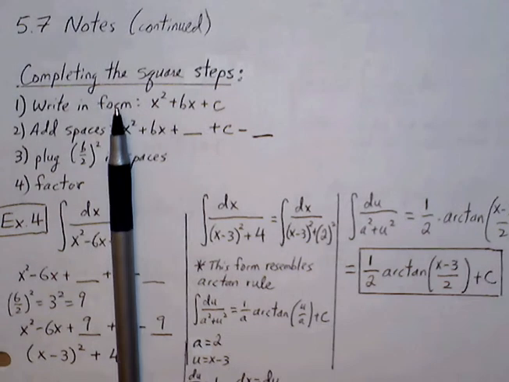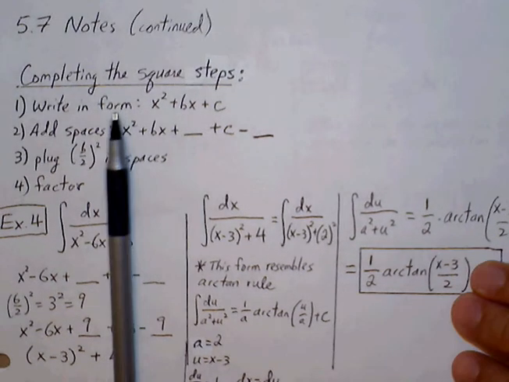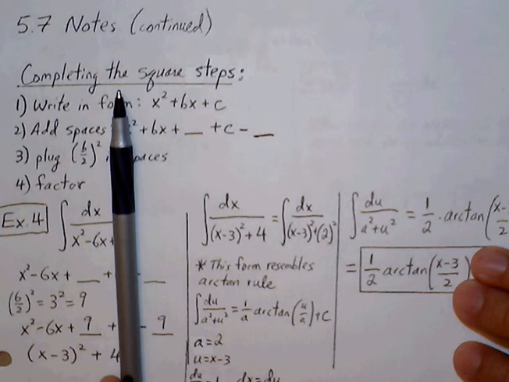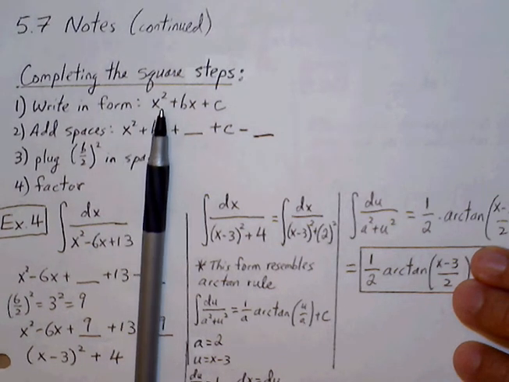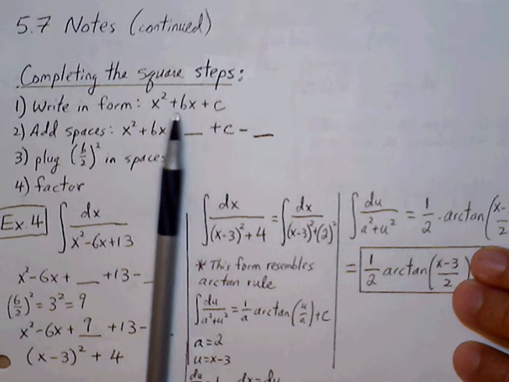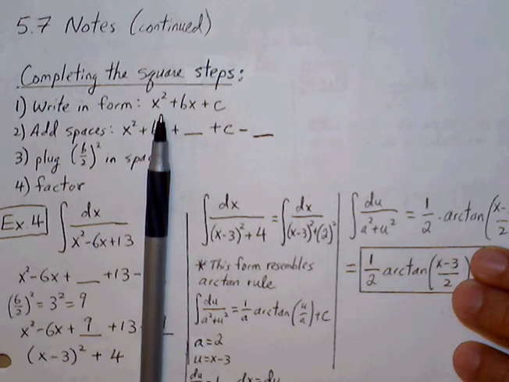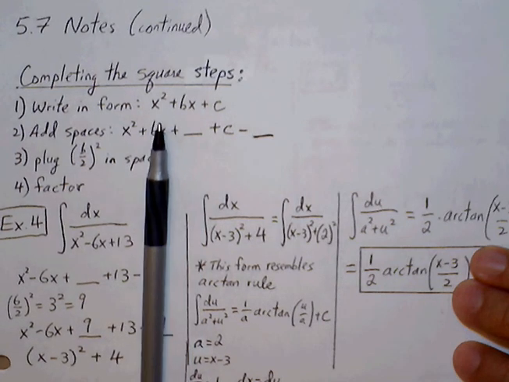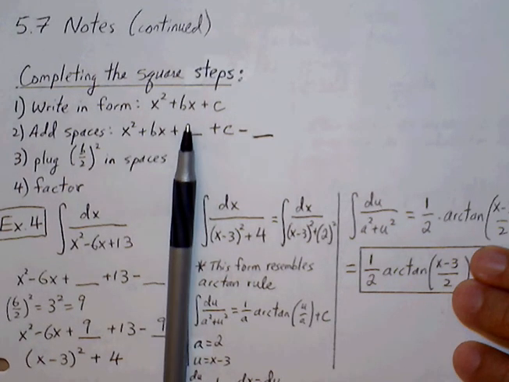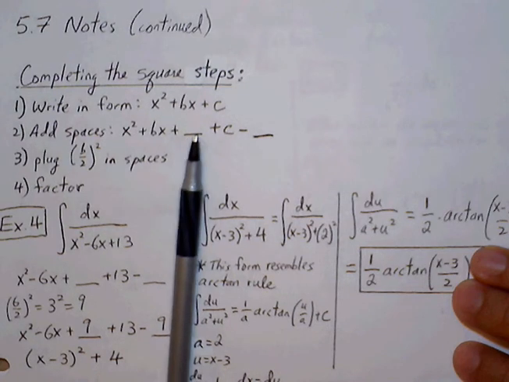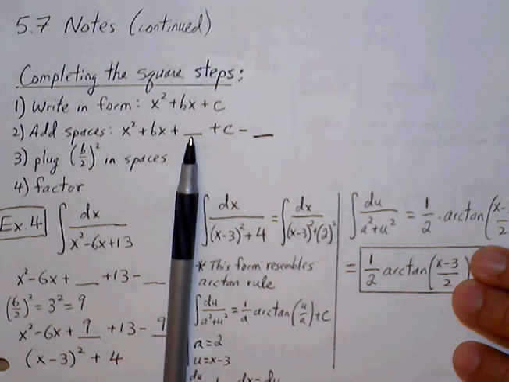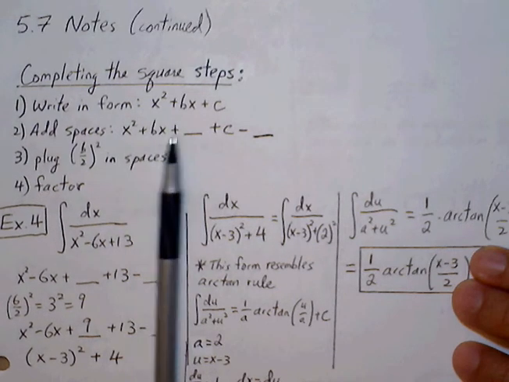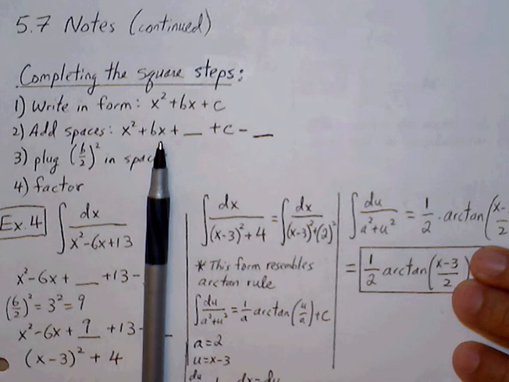So let me review some of these steps for completing the square. The reason why we complete the square is so that we can put something in the form of a trinomial into a form that is a binomial quantity squared. So we're trying to find the constant value that will allow this trinomial to be factored into a binomial squared.